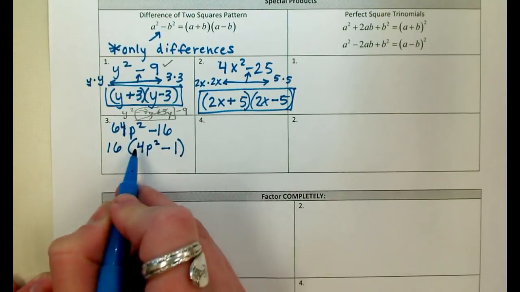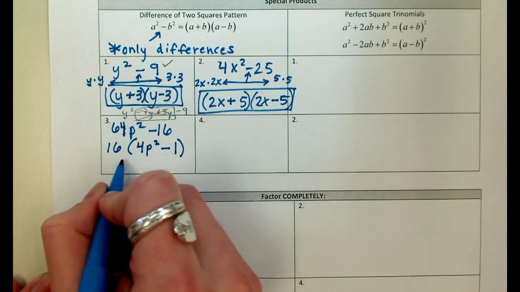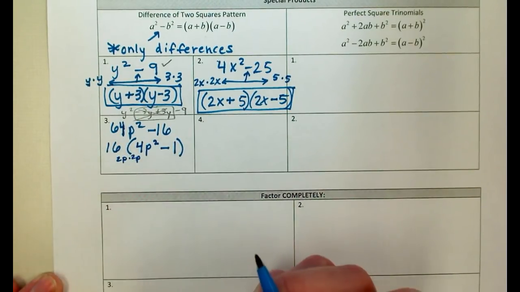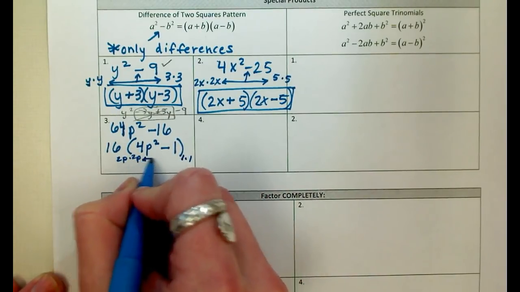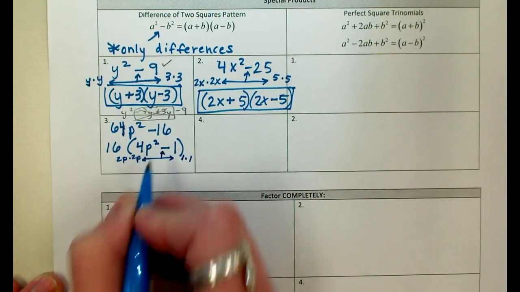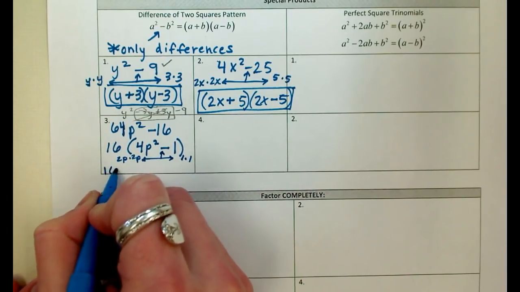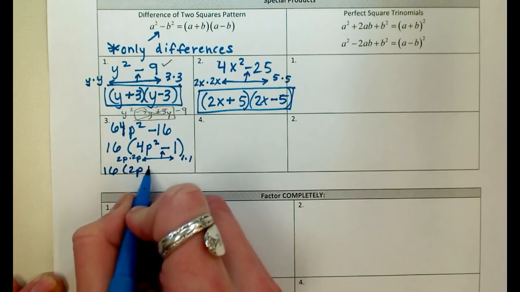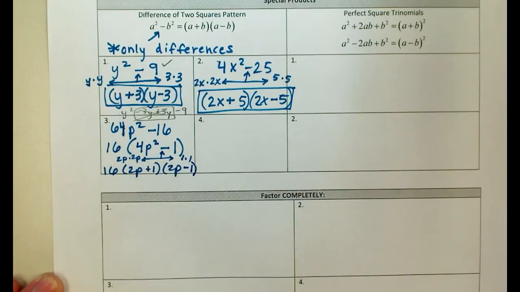But notice here, I also have a difference of two squares. 4p squared is 2p times 2p, and 1 is also a perfect square, 1 times 1. Both of them are perfect squares, and we still have a difference. So my GCF comes first, and then I have 2p plus 1 and 2p minus 1.